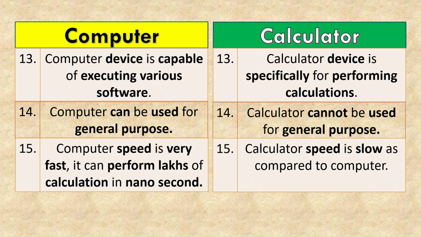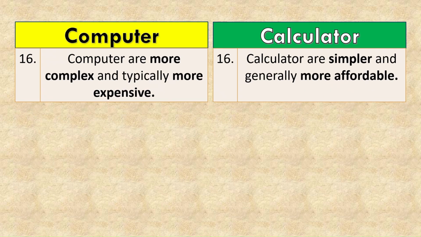Computer speed is very fast, it can perform lots of calculations in nanoseconds. Calculator speed is slow as compared to computer. Computers are more complex and typically more expensive. Calculators are simpler and generally more affordable.